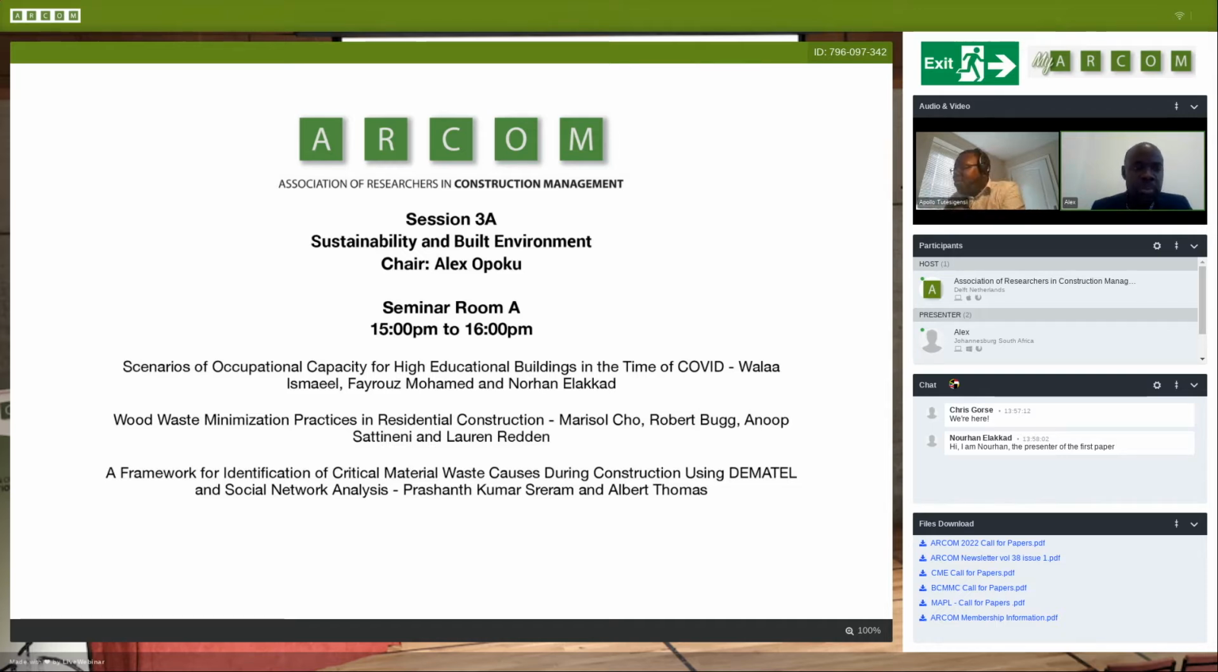We've got three presentations like other similar sessions. The first paper will be looking at scenarios of occupational capacity. The authors are from Egypt, University of Cairo, Egypt. The second paper and the third paper are on a similar theme on waste management. So the first paper looks at wood waste, whilst the second paper looks at causes of waste, how we can identify critical materials of waste.